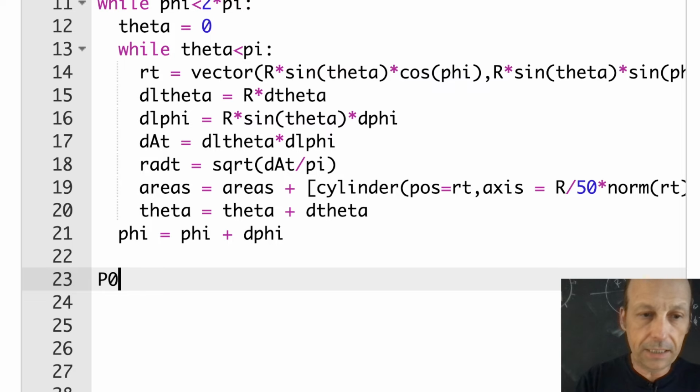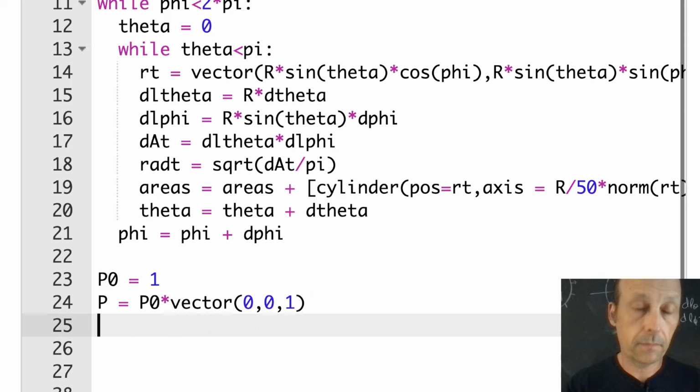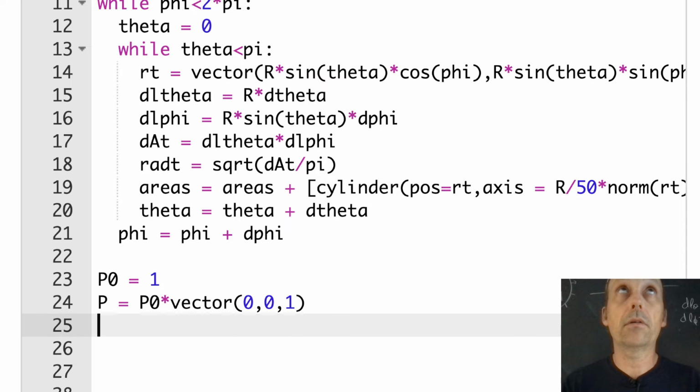So let's do that. So down here, let's just say P0 is 1. I don't really know what it would be, but P is going to be P0 times vector 0, 0, 1. Okay, P0, that's the polarization. It's constant throughout the whole thing. Now I can go through all of my areas and calculate P dot n hat. I can do that, not too bad.